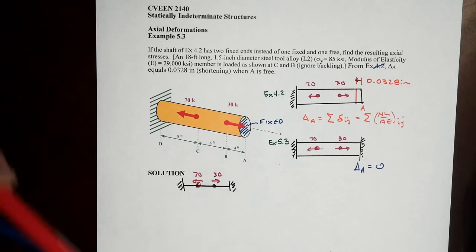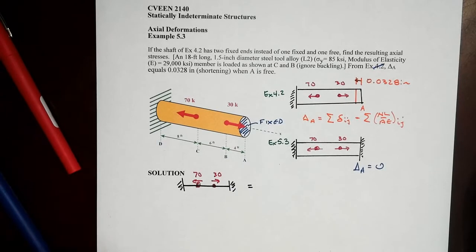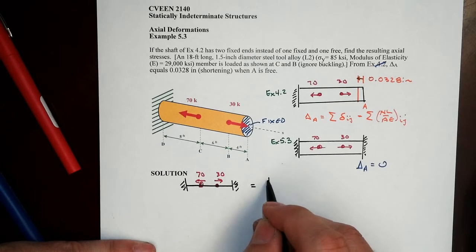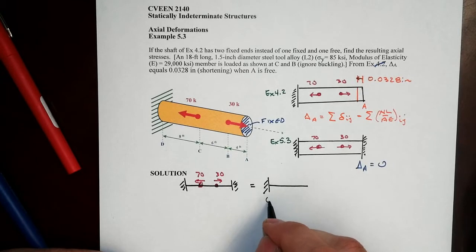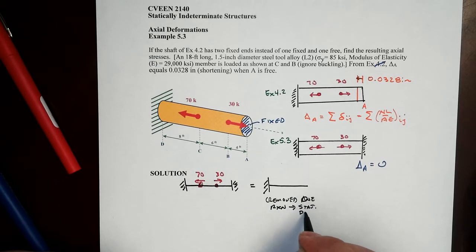And what we're going to do is relax the system by getting rid of this entire constraint that's over here at the right. Right? Not the same structure anymore. Right? So we removed one reaction, and what remains is a statically determinate system. That's critical. That's what we set up.